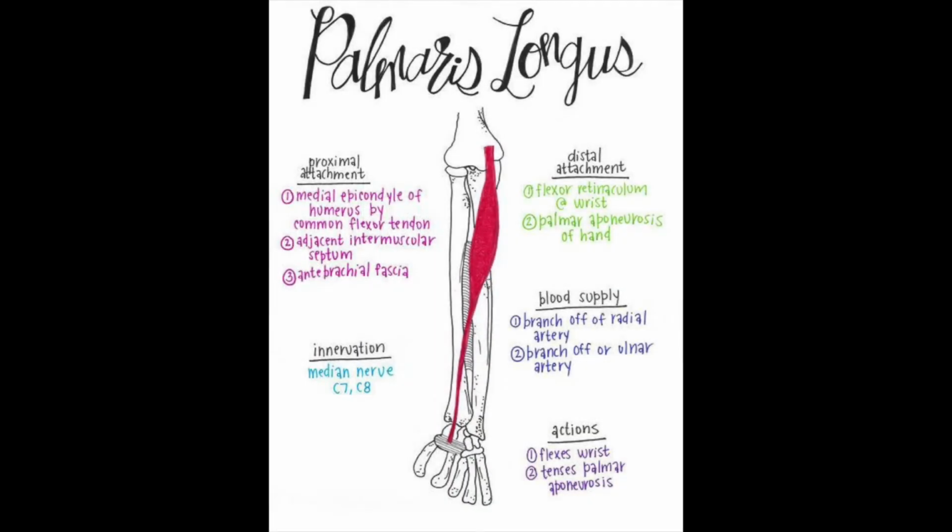And finally, we will be talking about the palmaris longus, which again has an origin of the medial epicondyle of the humerus and an insertion of the palmar aponeurosis and flexor retinaculum. The nerve attachment is the median nerve, and the actions are flexes the hand and tenses the flexor retinaculum.